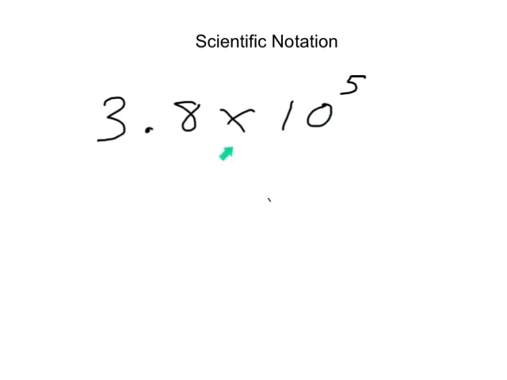For some reason, they're using the x again. We haven't done that since 5th grade, but we use that in scientific notation. And there might not actually be any numbers after the decimal point. Somebody might choose to write 3 times 10 to the 5th. That is scientific notation as well.